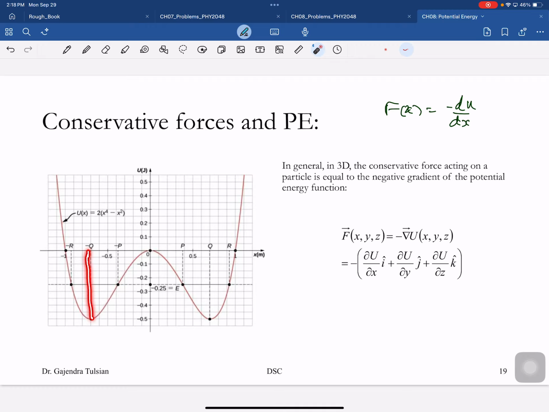If you did the same thing here, you'll find that if you displace it there, du by dx is positive, and negative of positive brings it back in this direction. If it was here, the force would bring it back in this direction. So these are stable equilibrium points, and those are unstable equilibrium points.